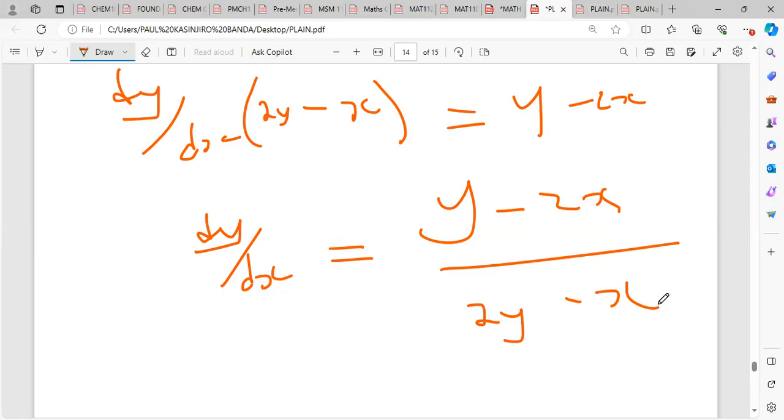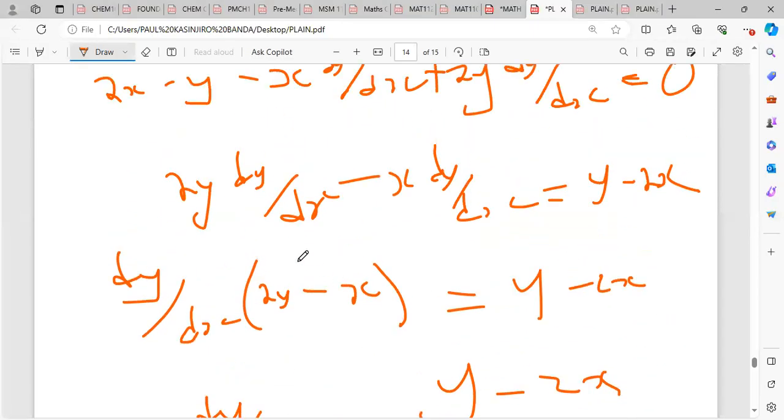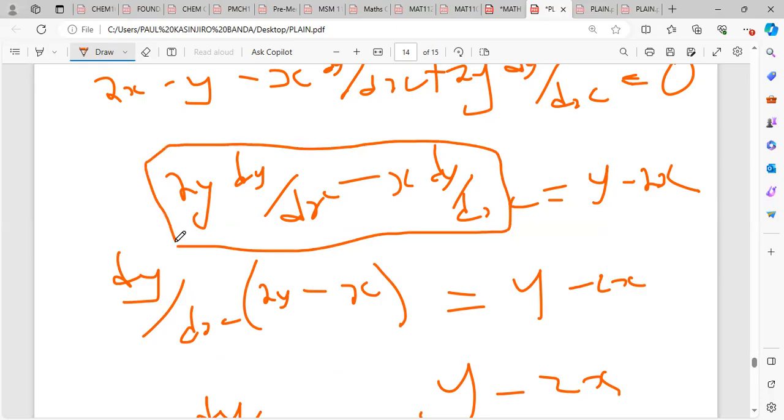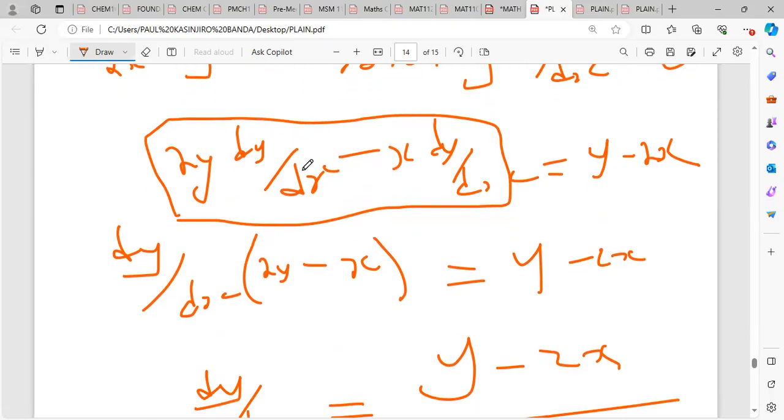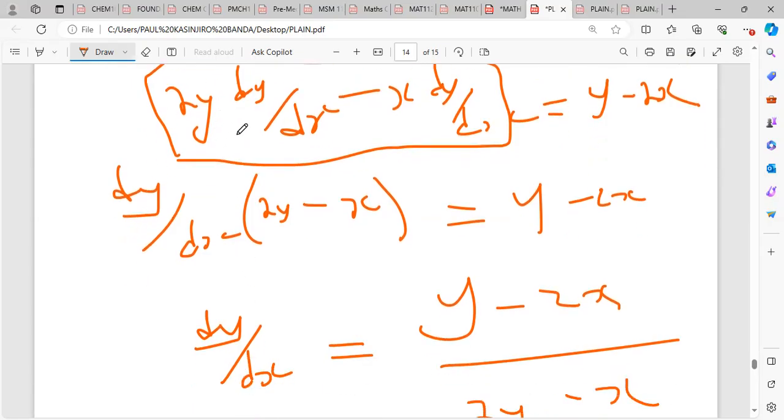Oh, sorry, sir. I'm a bit behind. How did you get y minus 2x again? So you can see here that I have a y dy dx there minus x dy dx. So I factorized the dy dx because it's appearing here and it's also appearing there. So I factorize it. Then it means that here I'll just remain with the 2y, then minus x. That's why it's coming from this guy here.